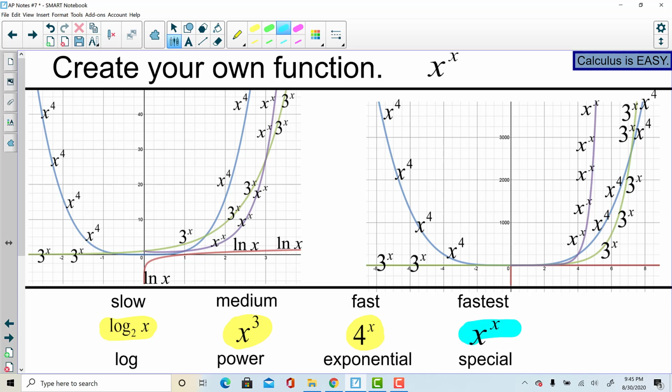Well, I guess you could create your own function, like x to the x. So that's a really uncommon one. You probably wouldn't see that on the AP test, but you never know. It's better to be prepared. If you compare x to the x with 4 to the x, you can see that 4 to the x is actually higher until you get to 4. And then x to the x takes over.